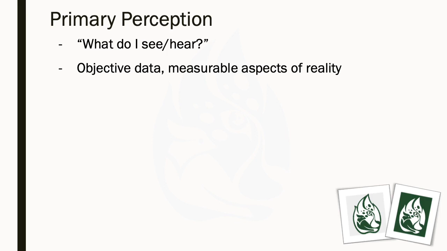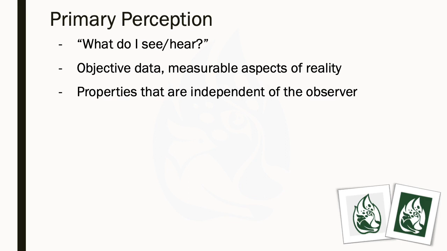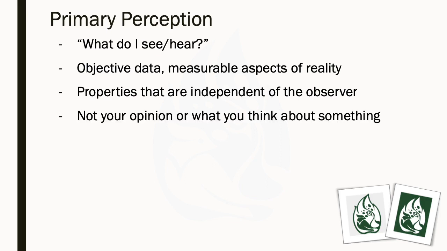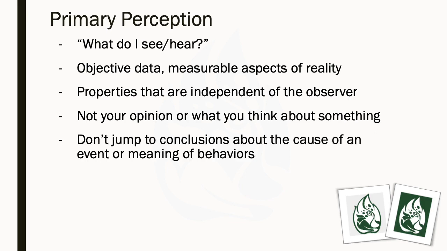I saw a bird flying. I heard this noise. I saw this track that had this many toes, and it had this pad shape. It's something that's measurable. So by definition, if two people were to experience the same thing, they could describe the same thing. They could go and take notes and compare, and it wouldn't be vastly different. It's independent of the observer, because it's objective, not subjective. It's not your opinion. It's not what you think about something or what you've even seen before. It's just the data, if you will.